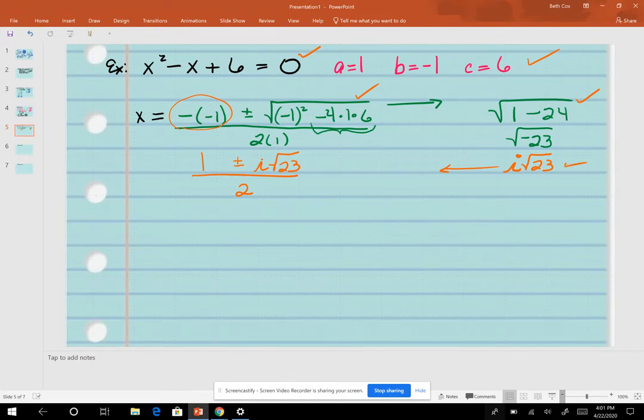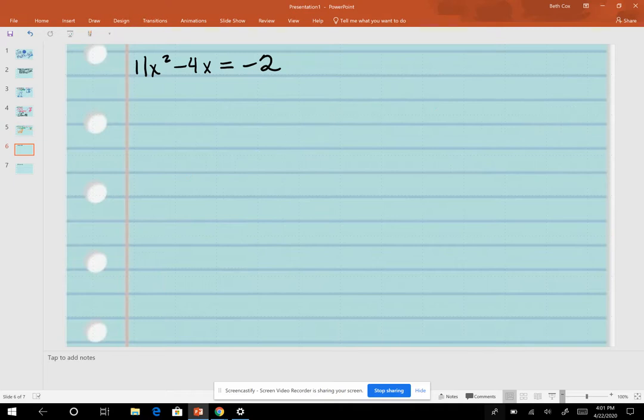Step 5, we're going to separate the fraction and reduce. Well, neither one of these reduces. So that's my answer. It's 1/2 plus or minus the square root of 23 over 2, and we can stick the i in front or behind. It does not matter. This is our official answer to this one.